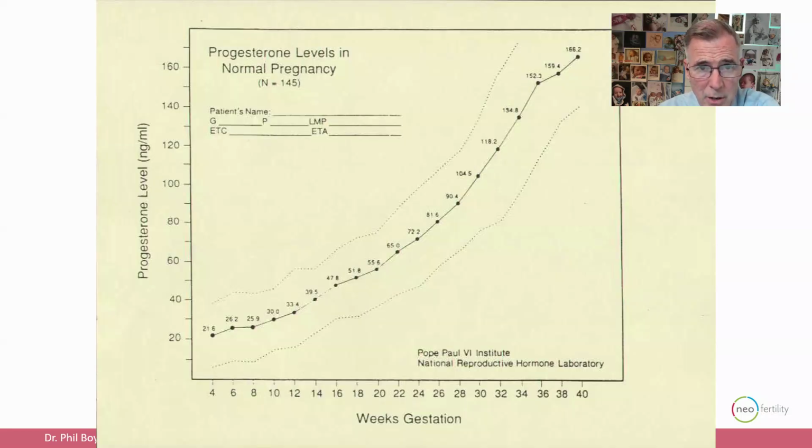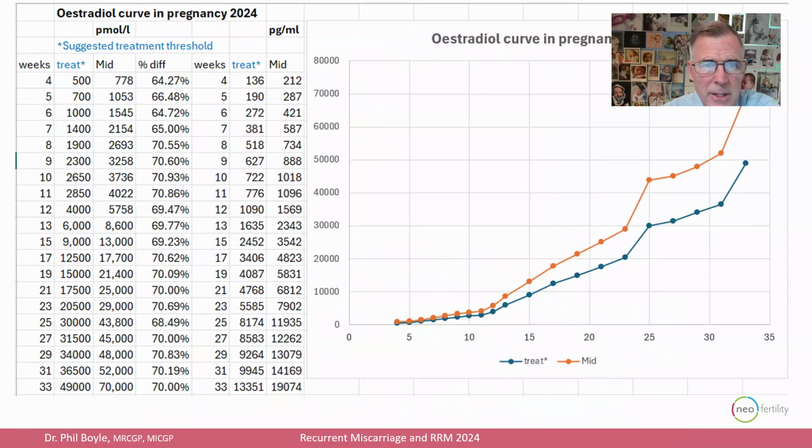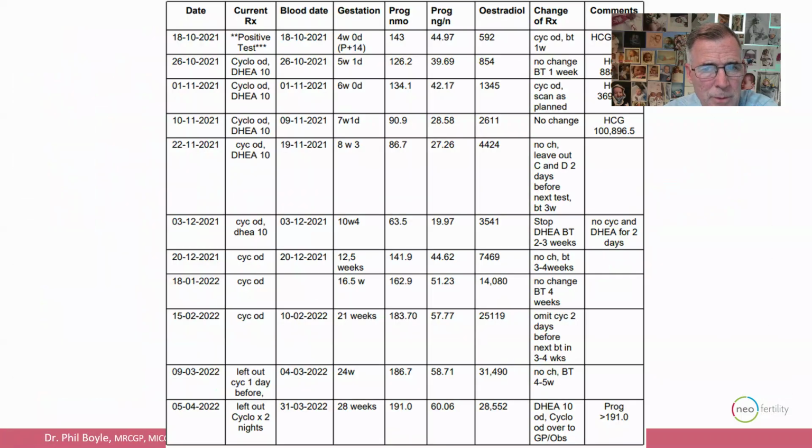We follow the progesterone curve from the Pope Paul VI Institute, which I think is probably set a little high. So I'm okay if the levels are coming near that lower dotted line, but if they're below that lower dotted line, then we definitely keep your hormone support going. And then we have our DHEA during pregnancy, and a beautiful graph we've developed: when you're about 30% below the mid-range, then it's a good idea to continue your DHEA to get it above that lower limit. I don't like it being more than 30% below that mid-range.